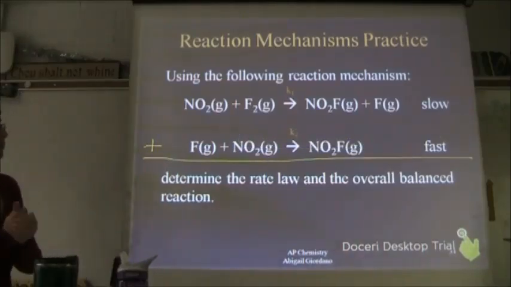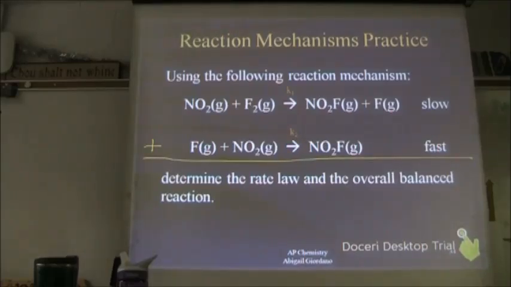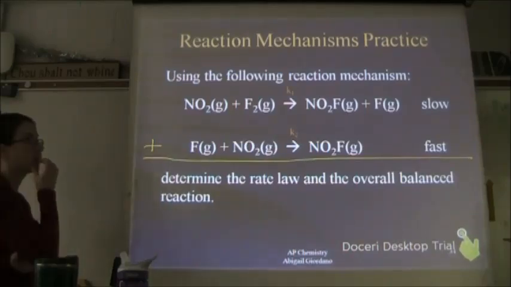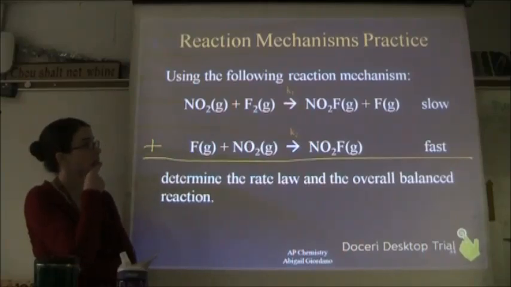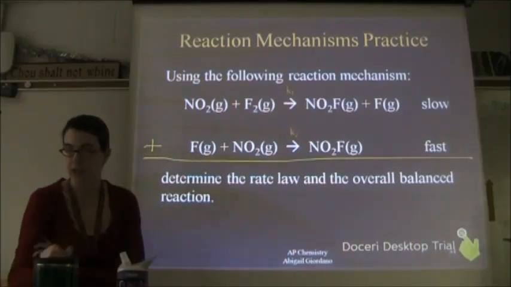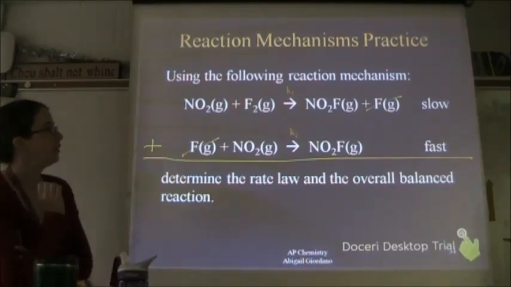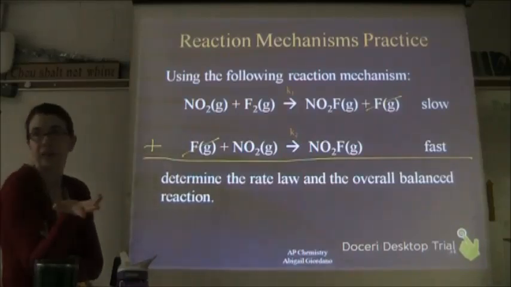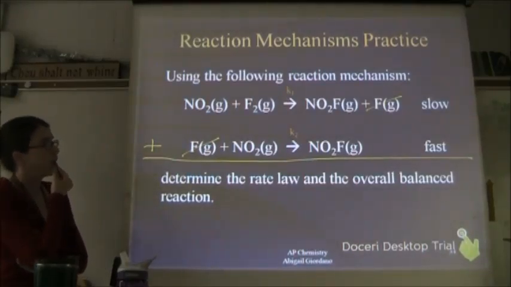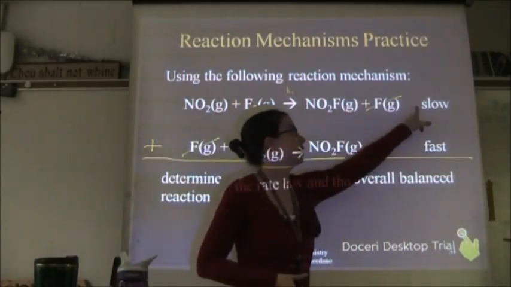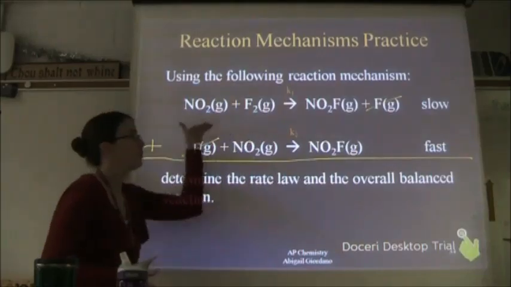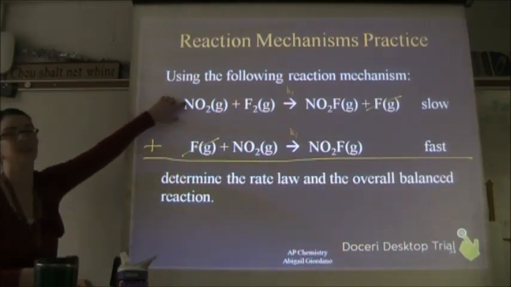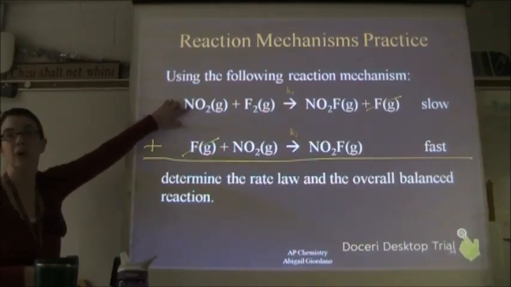Let's review a little bit. Does this mechanism have an intermediate? Yes or no? If you need to review what an intermediate is, please do. What is the intermediate? F or F2? Which one? F. Just regular old F. You got it. Does this mechanism have a catalyst? No, it doesn't. And some mechanisms don't have a catalyst. That's okay. It does have an intermediate, though. And look at the information we've been given. We've been given information about how fast these steps are. And they're telling us that this is the slow step. This is the slow runner in my group of runners.